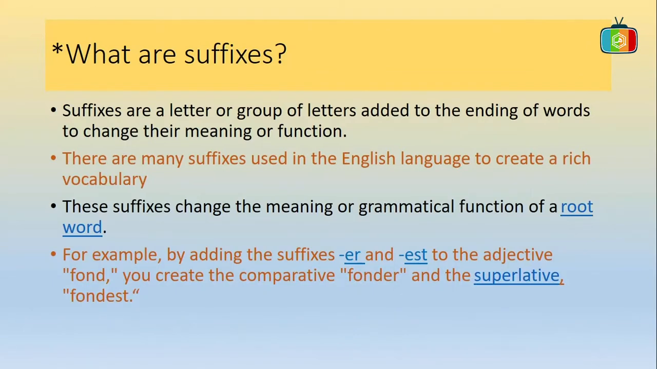What are suffixes? Suffixes are a letter or group of letters added to the ending of words to change their meaning or function. There are many suffixes used in English language to create a rich vocabulary. These suffixes change the meaning or grammatical function of a root word. For example, by adding the suffixes er and est to the adjective fond, you create the comparative fonder and the superlative fondest.